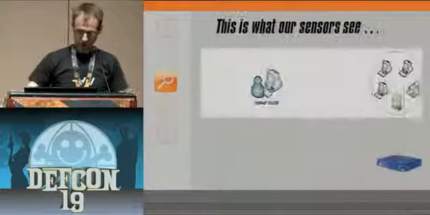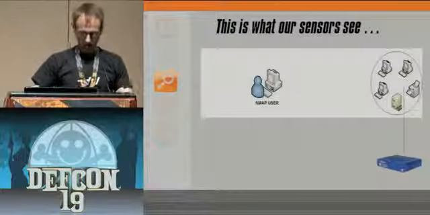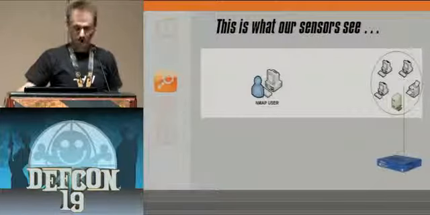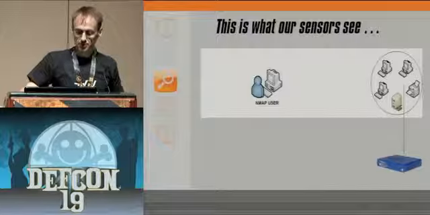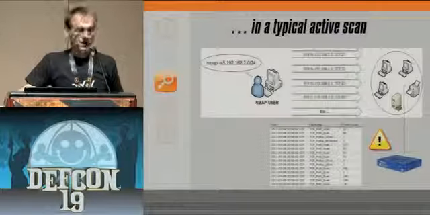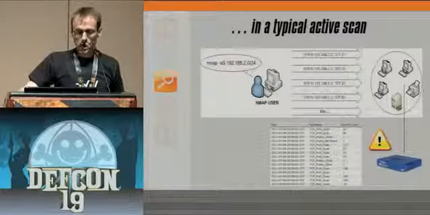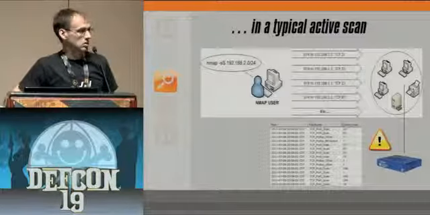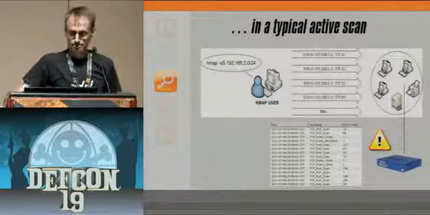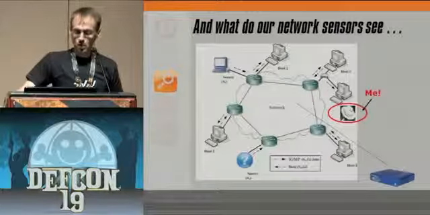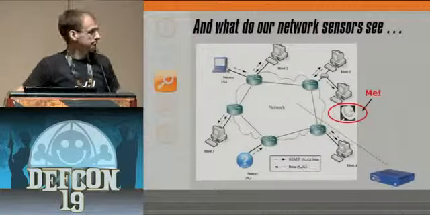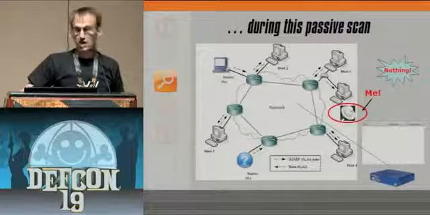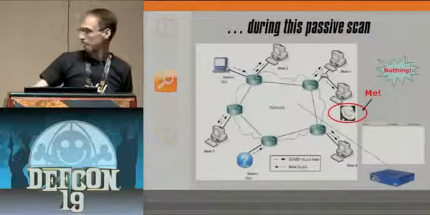All right, the demonstration. And I wanted quickly to take a look at comparing an active scan versus this type of passive scan. This is what our sensors see in a typical active scan, and that's our Nmap user there. It lights the IPS up like a Christmas tree. All right, this is not even all of the signatures that fired. And what do our network sensors see? There's me there. During this passive scan, they see absolutely nothing.